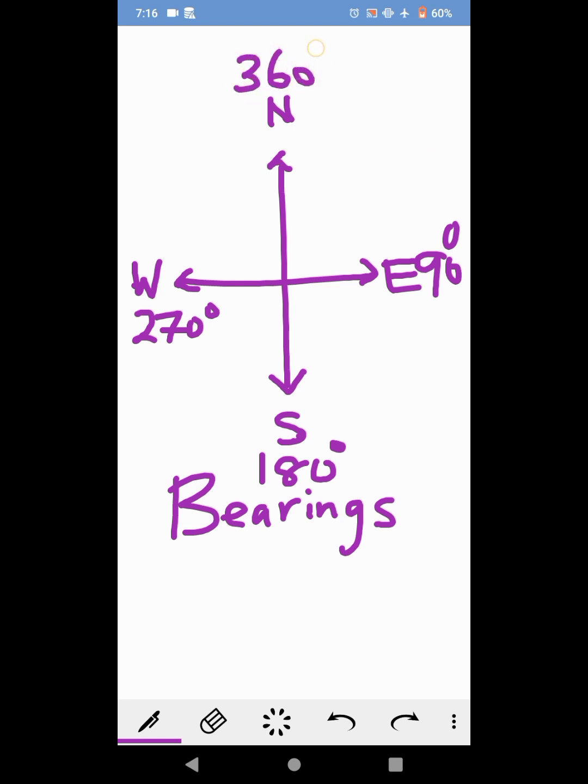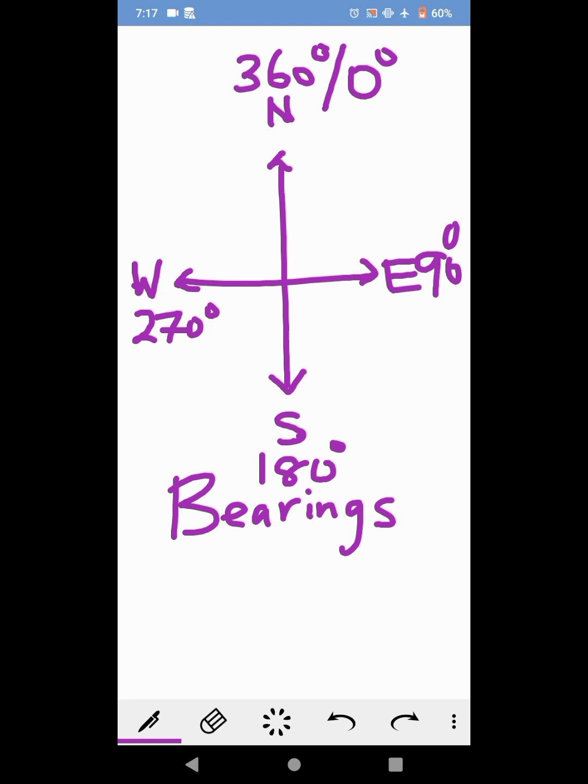This 360 degrees is the same thing as 0 degrees. 360 and 0 degrees are the same thing. And bearings move in a clockwise direction. That's 3-digit bearings move in a clockwise direction. All right, so these are 4 strategic points on the cardinal points.